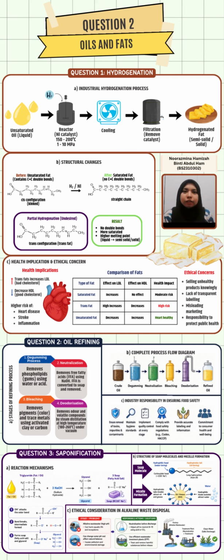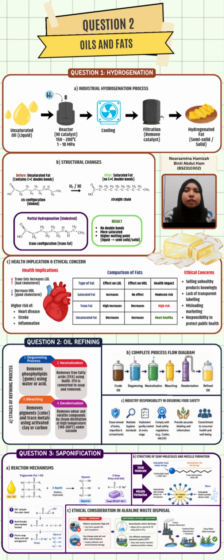Next, oil refining. This process improves oil quality and safety through 4 stages. First, degumming, which removes phospholipids. Second, neutralization, which removes free fatty acids using sodium hydroxide. Third, bleaching, which removes color and impurities using activated clay or carbon. Finally, deodorization, which removes odor using steam at high pressure under vacuum.